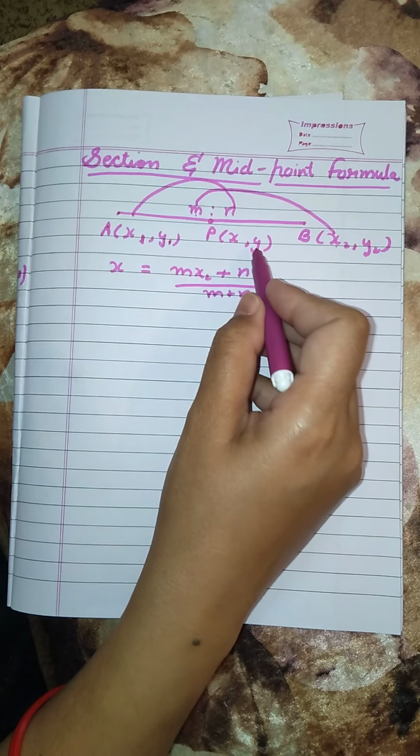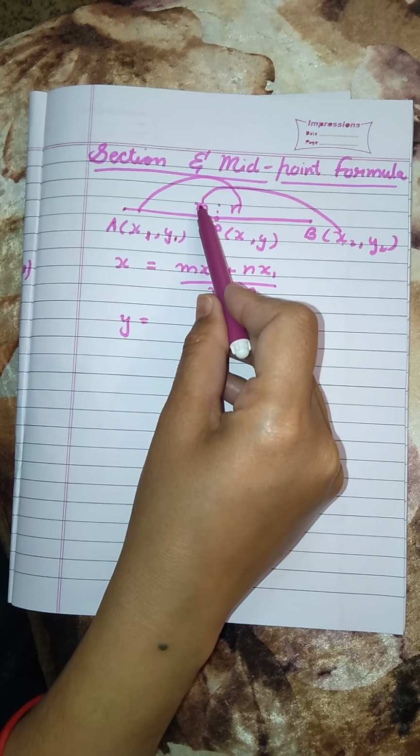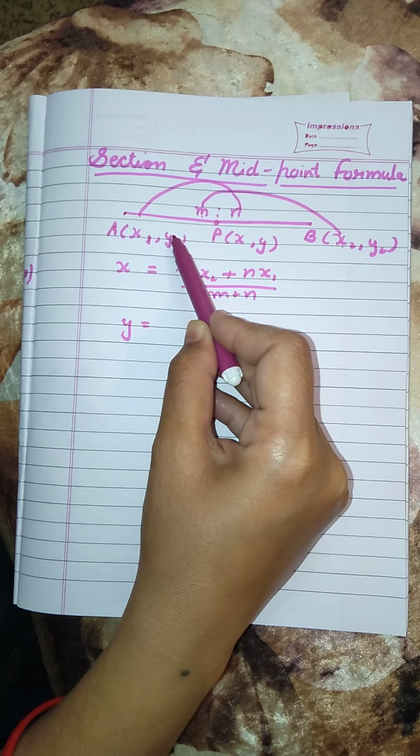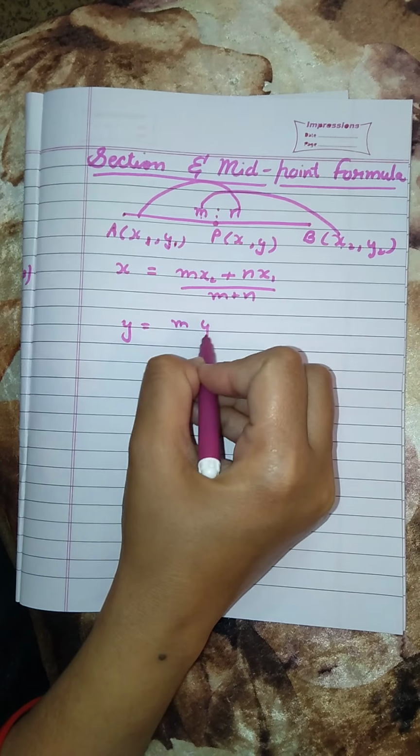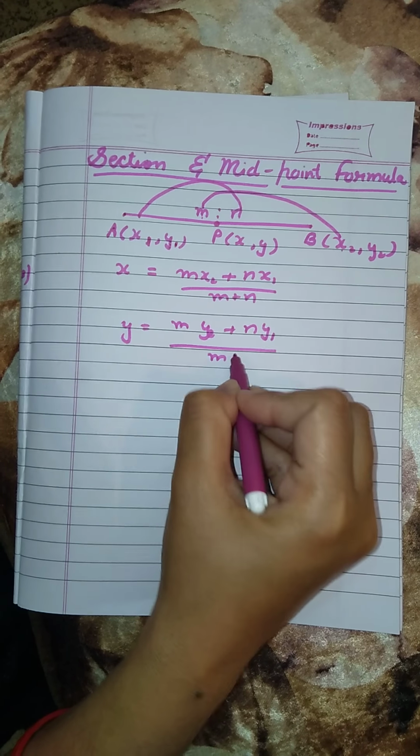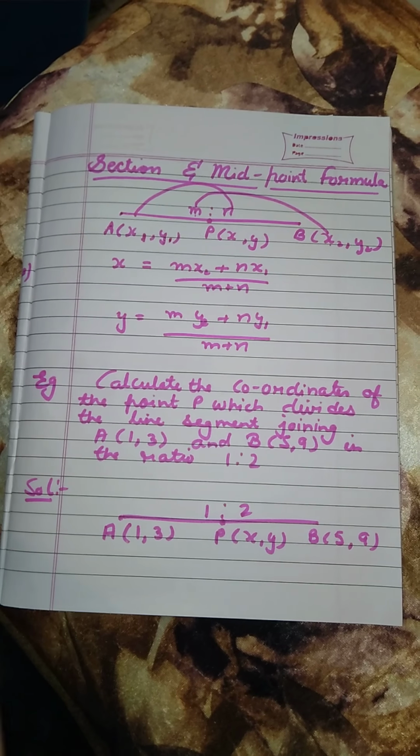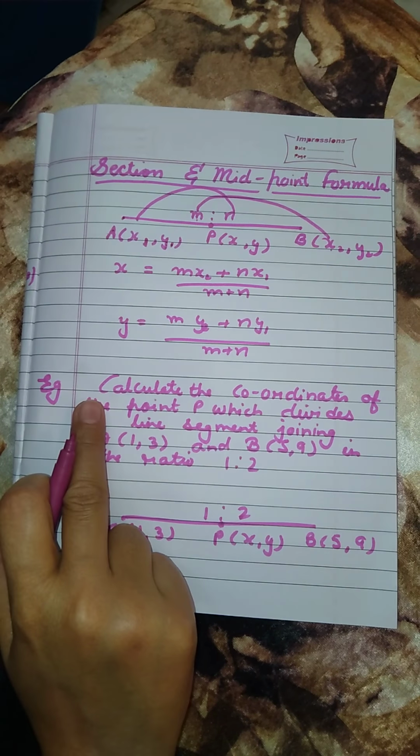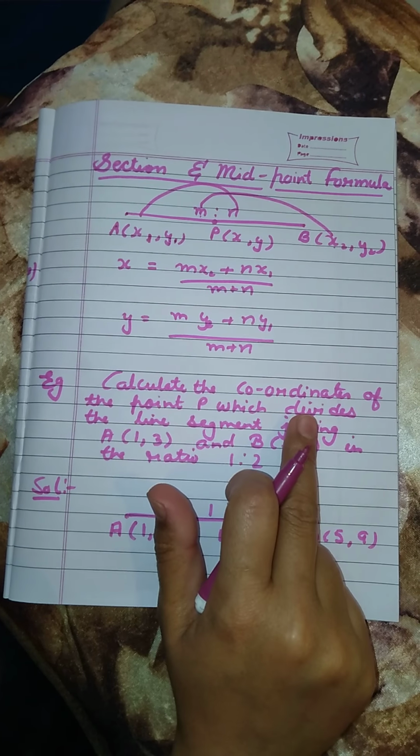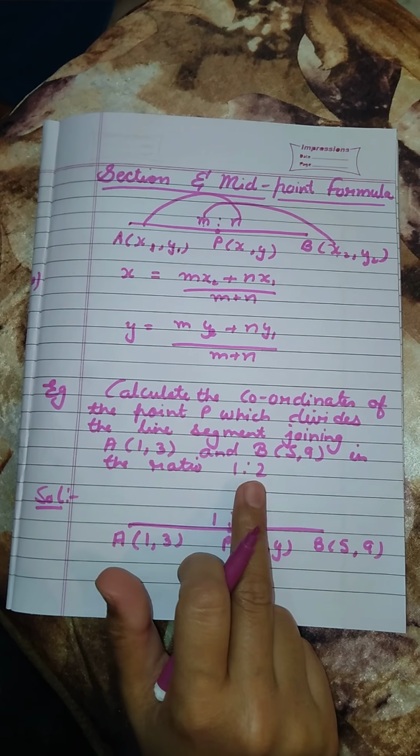Now similarly, the y coordinate is equal to m into y2 plus n into y1, my2 plus ny1, over the sum of ratio m plus n. I have written the statement for you. Calculate the coordinates of the point P which divides the line segment joining A and B in the ratio 1:2.